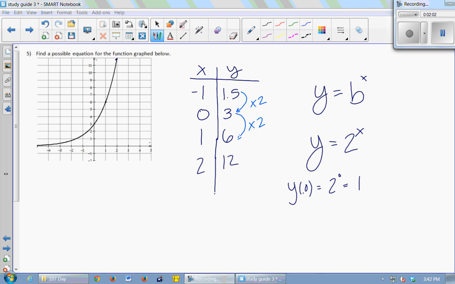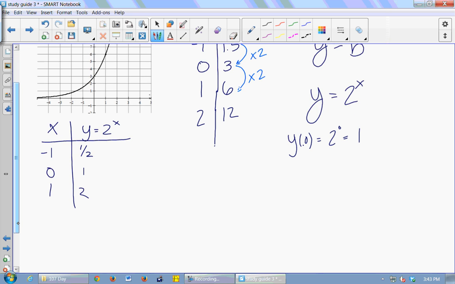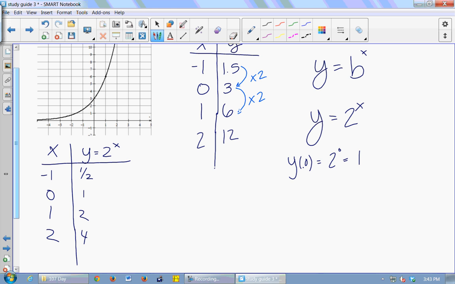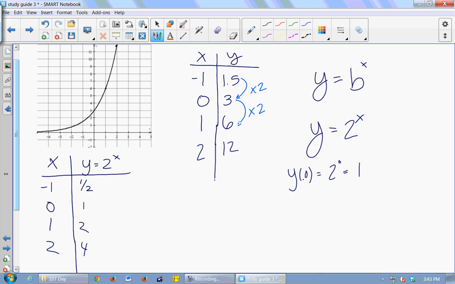So if I were to make a table of values x, y, for just the equation 2 to the x, I would go -1 is 1/2, 0 would give me 1, 1 would give me 2, 2 would give me 4. Right? All right, so now I compare the y values in my 2 to the x to the y values in my function that I'm trying to find the formula of. And how are they related? 1/2 to 1.5, 1 to 3, 2 to 6, 4 to 12.